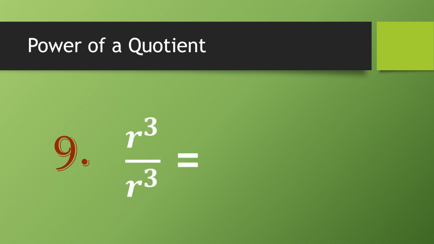Another example is r to the 3rd power over r to the 3rd power. Since if we will subtract 3 by another 3, the answer is 0. And any number raised to 0 is equal to 1, or any variable raised to 0 is equal to 1.